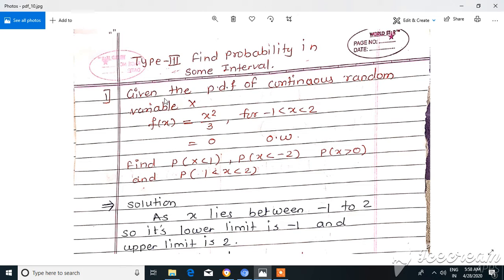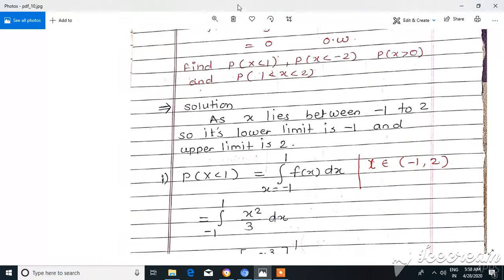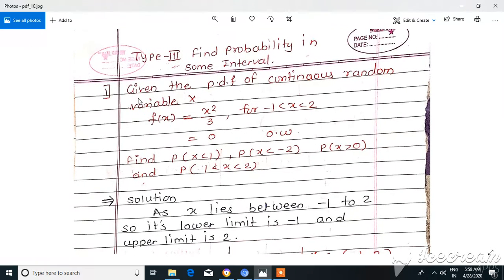Now, type 3 problem for probability distribution function is to find probability in some interval. Previously we considered one example. There we had to find the value of k as well as the probability that lies between some interval, right? So here is the third type.